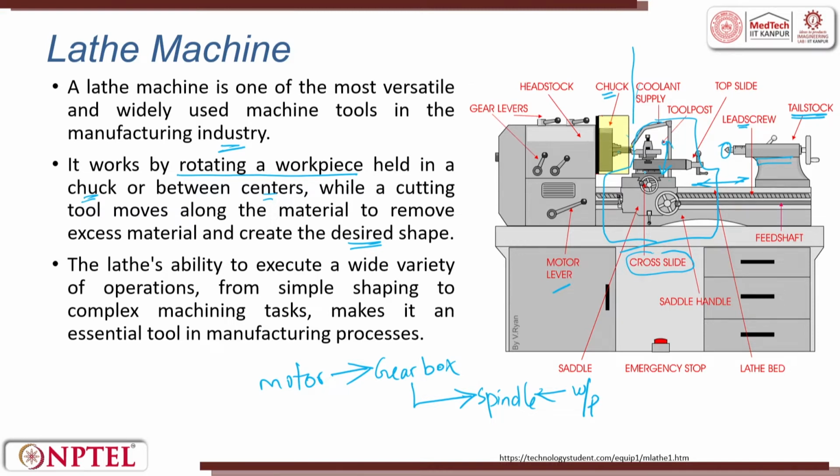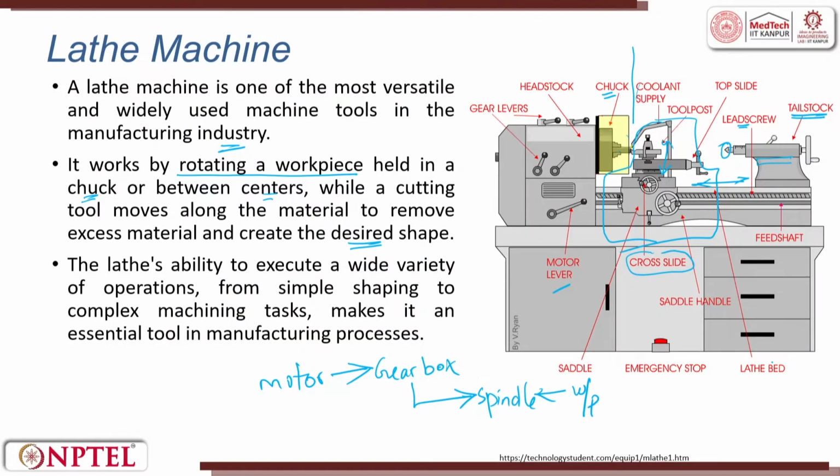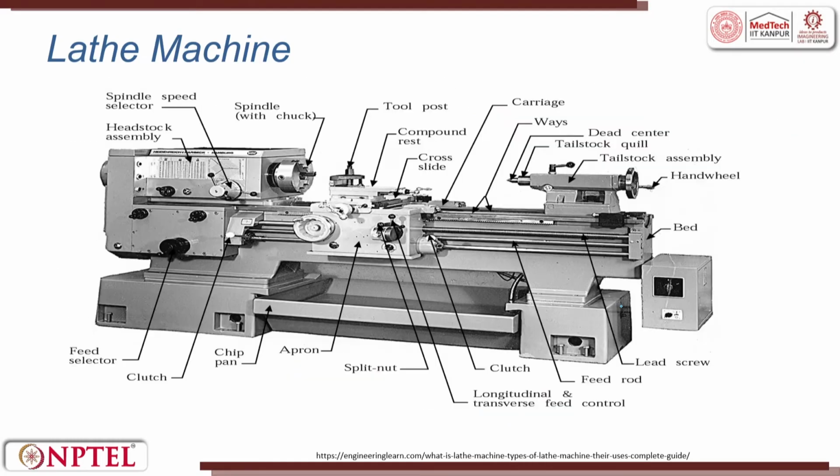Suppose you have to mass produce, then the tool post can be attached to a copy point or an engraving tool, which copies over the profile, and that is communicated to the tool post. So correspondingly, you get the shape on the workpiece. The lathe's ability to execute a wide variety of operations, from simple shaping to complex shaping, makes it an essential tool in manufacturing. If you have an axisymmetric part and want to do any geometry change, the lathe machine is the fundamental machine used for it.